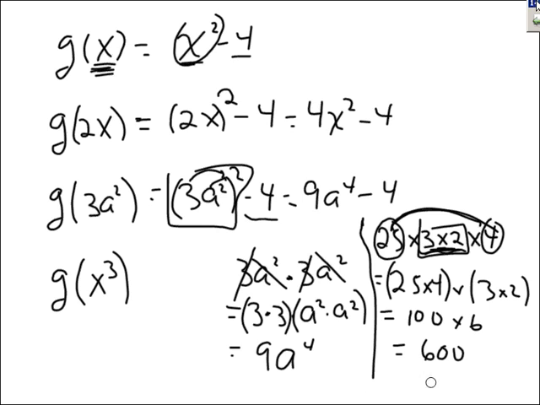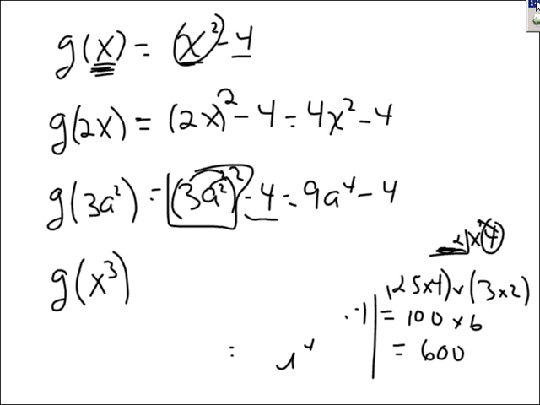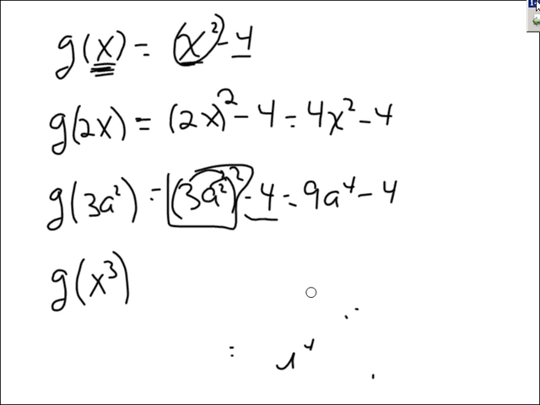Okay, next one. What's g of x cubed? Well, what does g do? It squares, takes away 4. It squares what's in the parentheses, and then it says take away 4. Okay, so I might be a little bit nervous, but I'm going to take what's in the parentheses, I'm going to square it and take away 4.